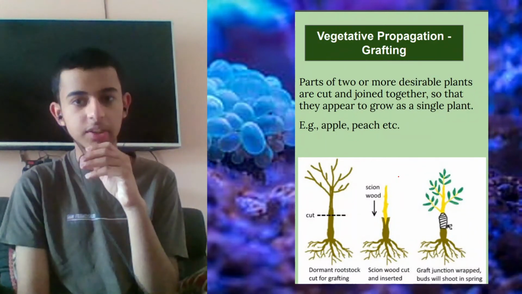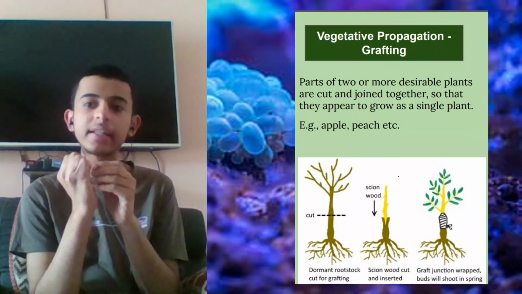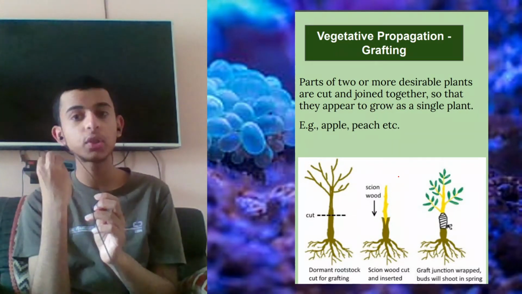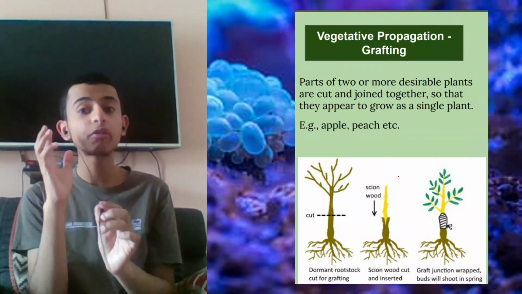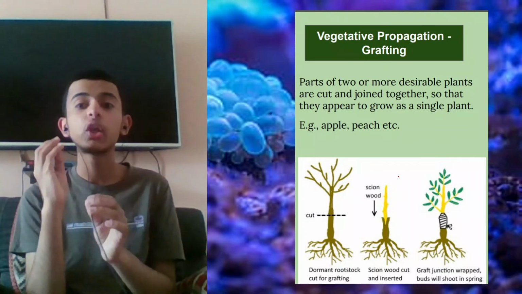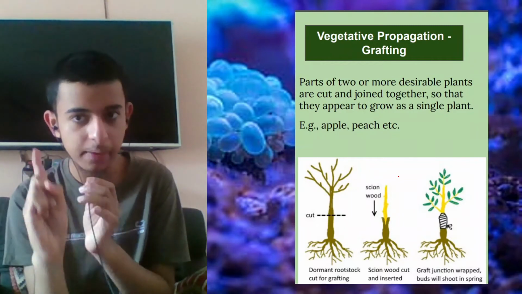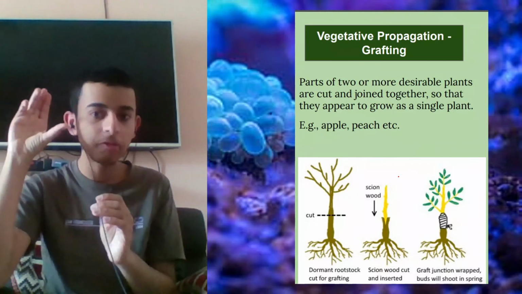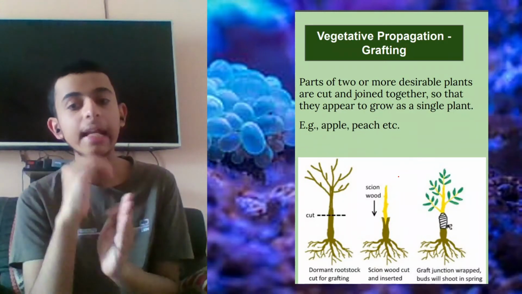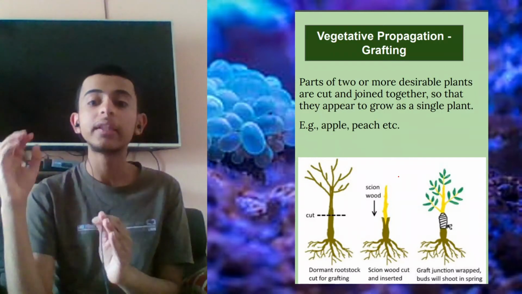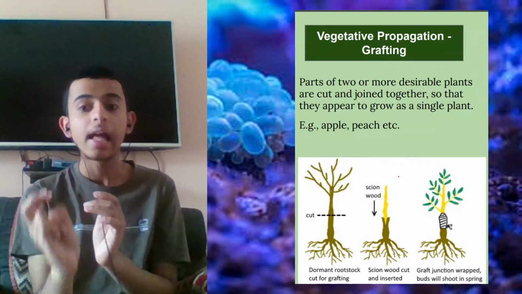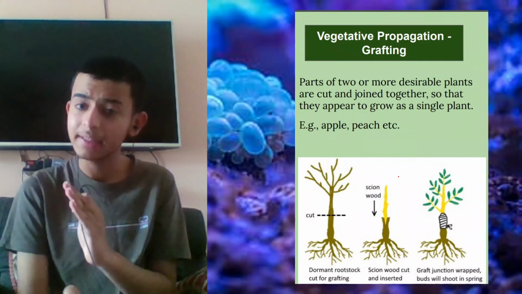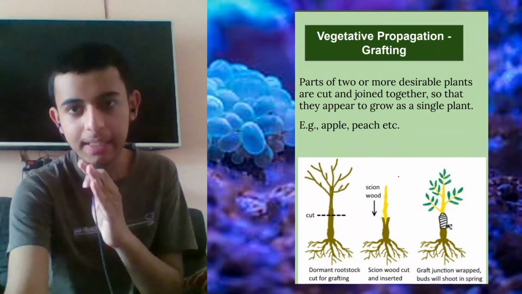Now, for example, grafting. What happens if I desire two plants showing some characteristics? I want the characteristics of both the plants to be present in one single plant. So, I cut the upper part of my first desirable plant and I graft it with the lower part of the second desirable plant. After some time, they both combine and form the new plant, like apple and peach, which show these properties.